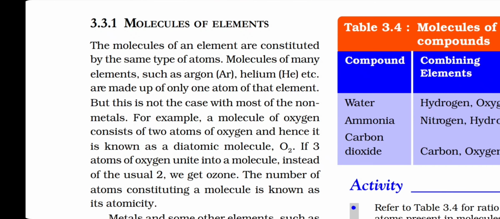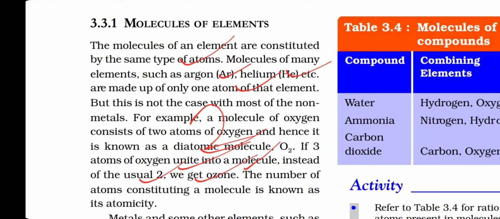Molecules of an element are constituted by the same type of atoms. The molecules of many elements, such as argon and helium, are made up of only one type of atom. But this is not the case for most metals and non-metals. For example, the molecule of oxygen consists of two atoms of oxygen combined, hence it is known as a diatomic molecule, O2. If three atoms of oxygen are united to form one molecule instead of two, we get ozone.